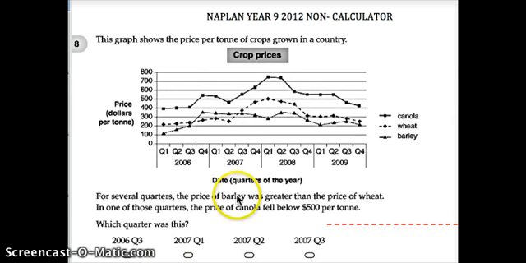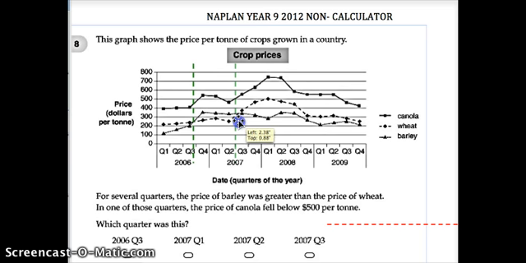For several quarters, the price of barley was greater than the price of wheat. Now, let's just look at these symbols. Barley has the triangle and wheat has the diamond. So barley is the triangle. It seems to be underneath the wheat at the moment. And just over here, this is where the barley in this section is greater than the price of the wheat. So I'm going to put some little green lines here just to show that from this point forward, the barley is more expensive than the wheat, or it has a greater price.